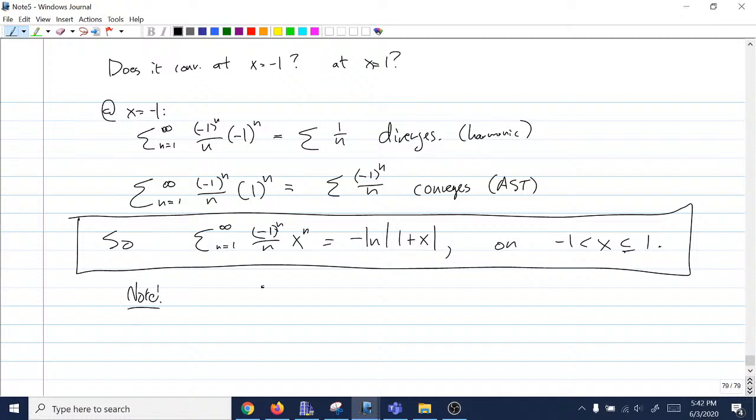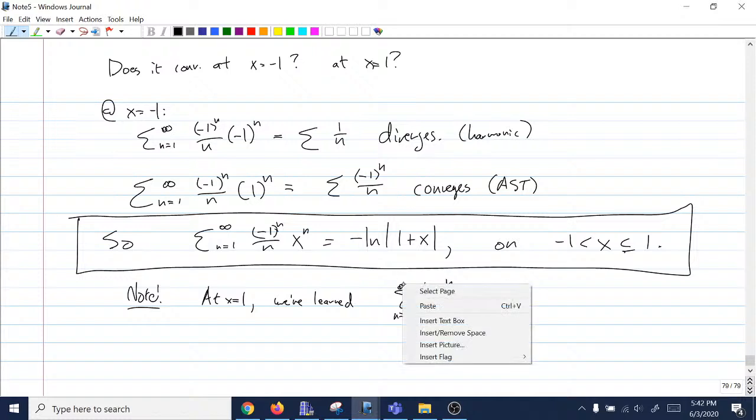Also, hey, note, you can plug numbers into this. At x equals 1, we've learned the sum of negative 1 to the n over n times 1 to the n is negative natural log of 1 plus 1. That's negative natural log 2. We just evaluated the alternating harmonic series.